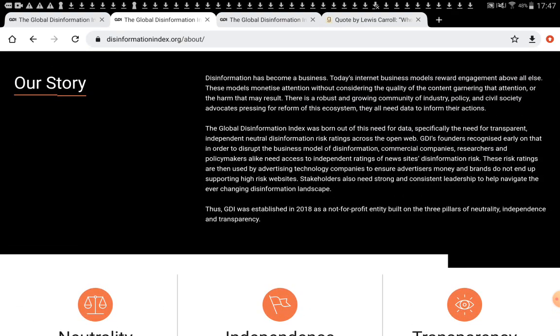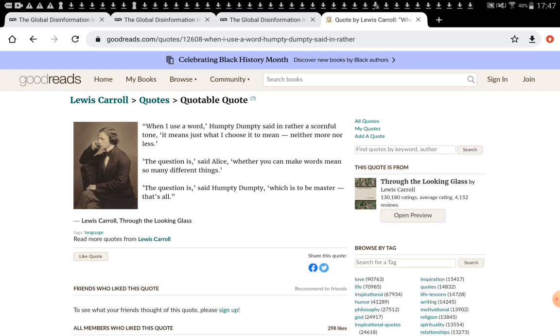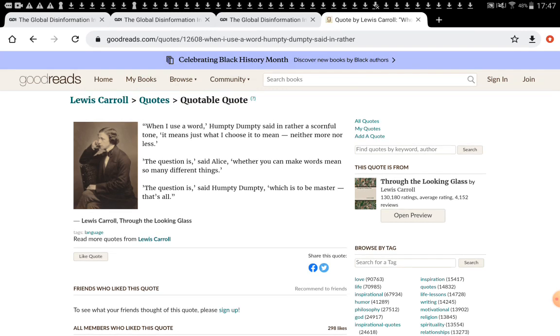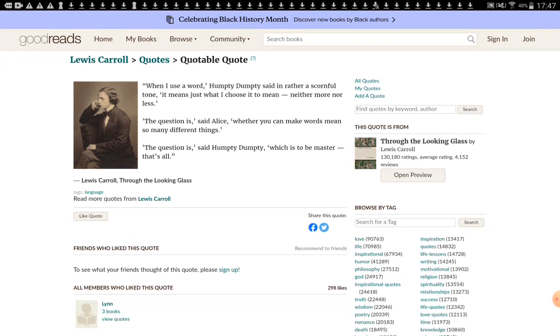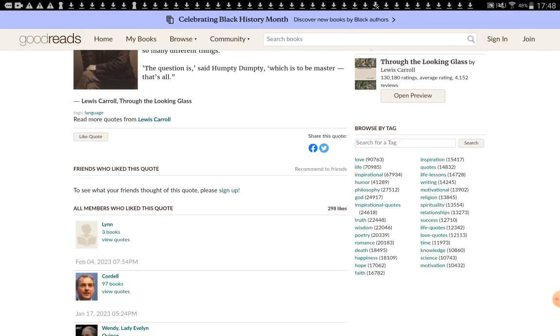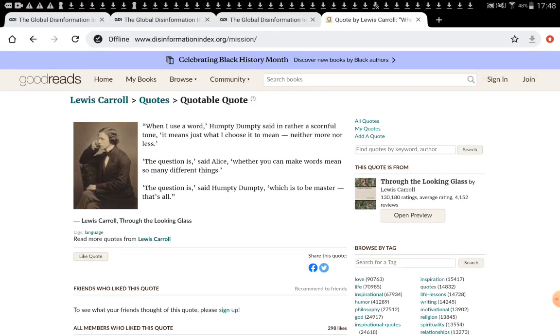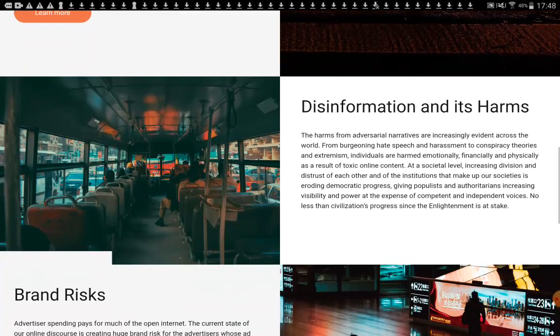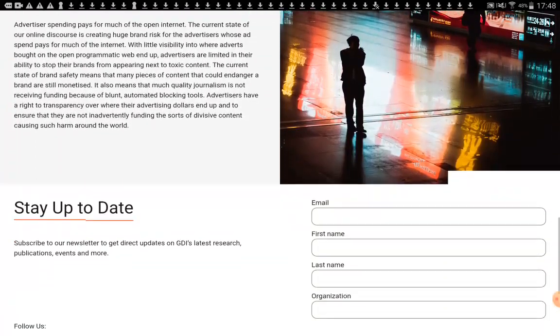Now, when I saw that they'd redefined disinformation, I thought maybe they'd been reading a bit too much Lewis Carroll, because it reminded me of a quote about Humpty Dumpty. We can see here from Lewis Carroll's Through the Looking Glass: "When I use a word," Humpty Dumpty said in a rather scornful tone, "it means just what I choose it to mean, neither more nor less." "The question is," said Alice, "whether you can make words mean so many different things." "The question is," said Humpty Dumpty, "which is to be master, that is all." Clearly they want to be master of the word, a previously well understood word, and come up with their own definition, which they're certainly entitled to do.